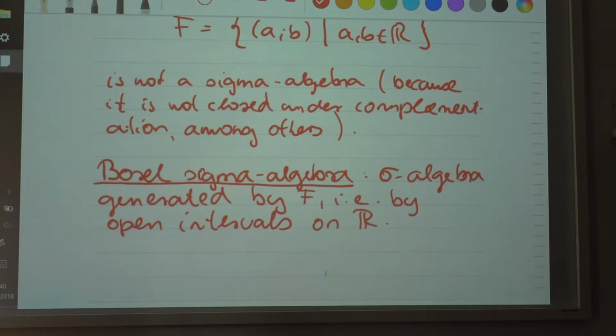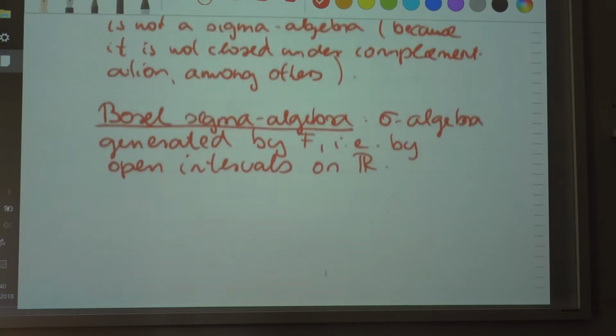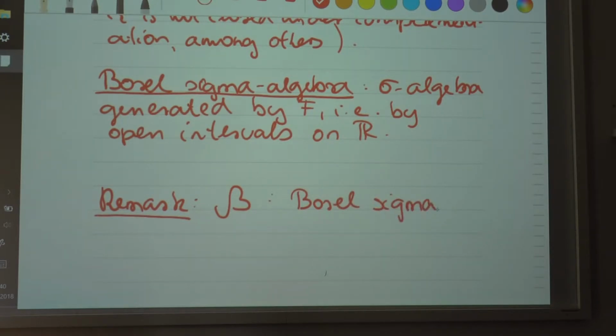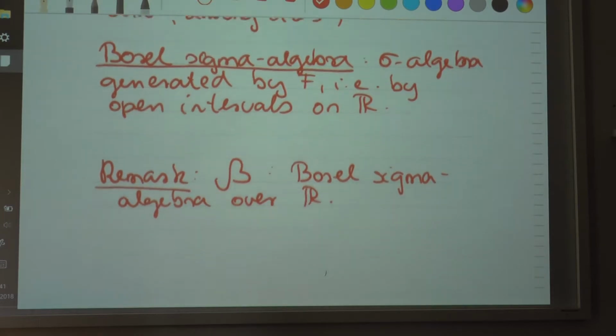Now, this will be a second remark here, because that's quite interesting, you know, the formula. I call it capital B, so capital B will be a Borel sigma algebra over the set of real numbers, okay?